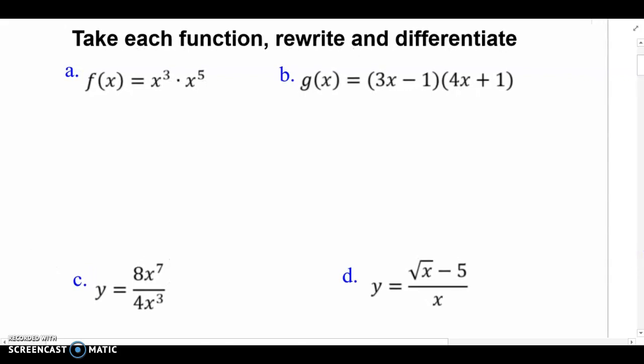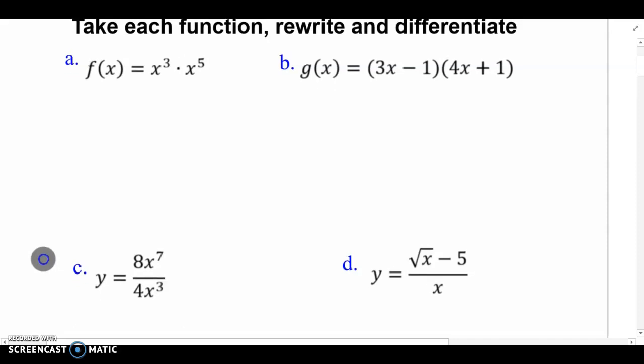I'm going to ask you right away to pause this video and take a look at these four functions. In each of these cases, I want you to rewrite the function so that you are then able to use the power rule to take the derivative of this. Once you've done that, press play and we'll take a look at the results.